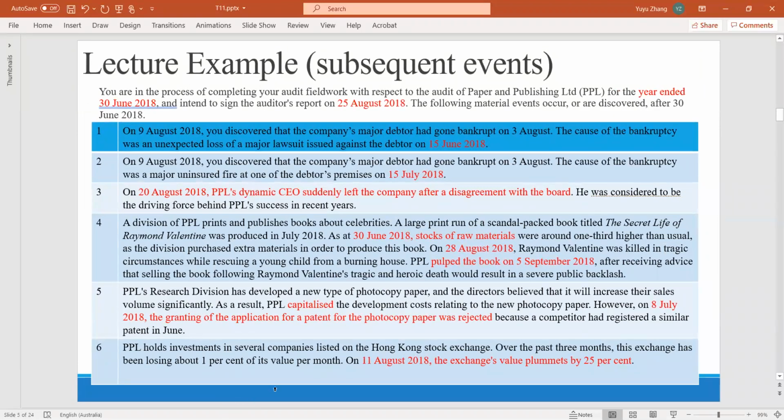So let's see the first one. On August 9th, the company's major debtor has gone bankrupt on 3rd of August. The cause of the bankruptcy was the unexpected loss of a major lawsuit issued against this debtor on 15th of June. So what could be your answer?